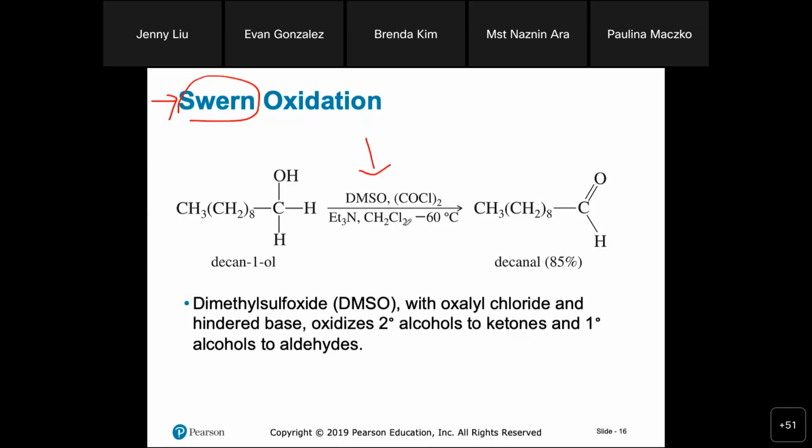What is a hindered base? This is a base that is not a nucleophile. So it is a proton removing base without any other function. This kind of base is called a hindered base, because they are poor nucleophiles, and we can use them only to remove the proton, because oxidation means removing protons and adding oxygen.